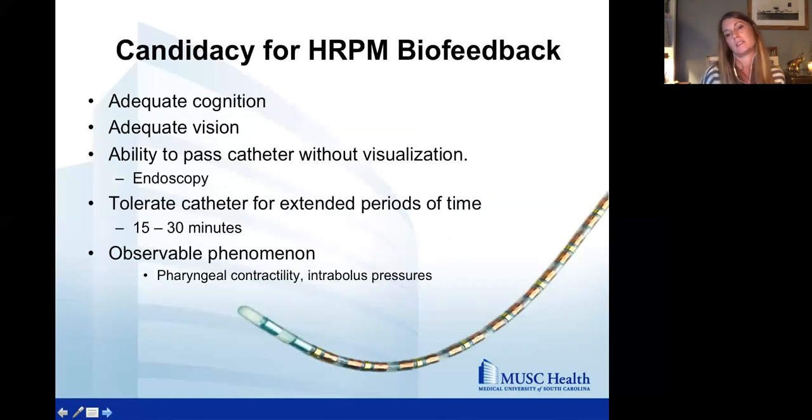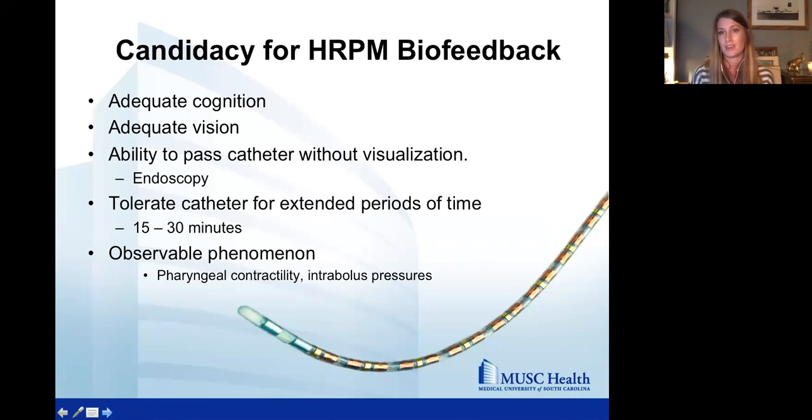So who's a good candidate? Who should you consider as you're looking through your caseload to maybe use HRM biofeedback as part of your intervention plan? Well, these are going to be patients with adequate cognition. So you don't want to use this, since it is rather slightly invasive, on patients who are combative or aren't going to be able to understand the procedure or the protocol. You also have to have patients who have adequate vision. This is very visual therapy. So we're using those topographic pressure plots for pattern recognition in these patients.